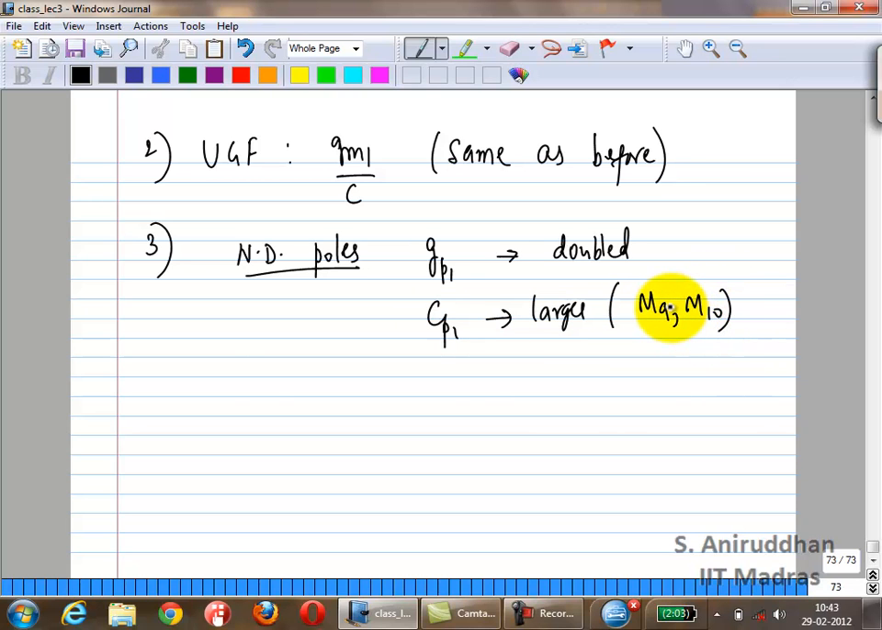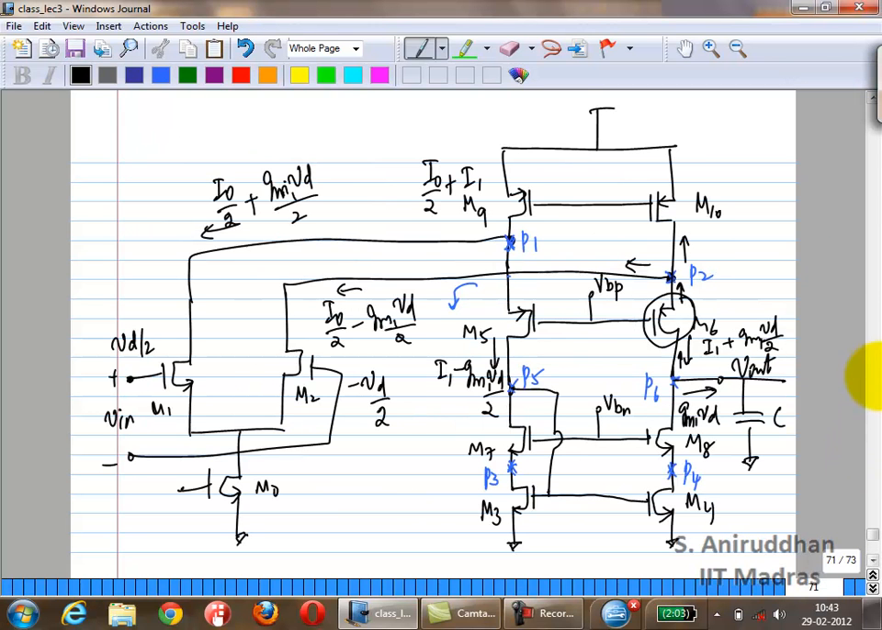Okay, definitely we can say this. What is the next one? Noise. What is the noise of this going to look like? What sources of noise do you have here? What sources do not contribute any noise? M7, M8, M5, M6, right? They are cascode devices, so they will not contribute noise.